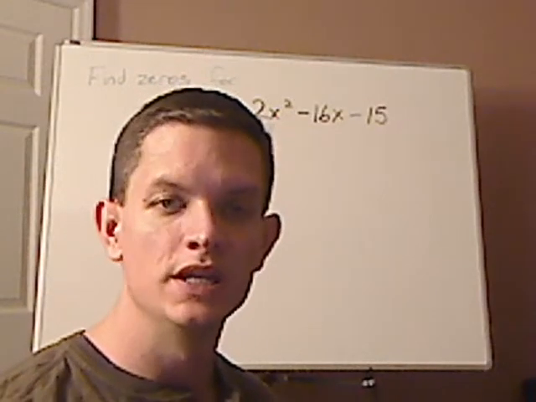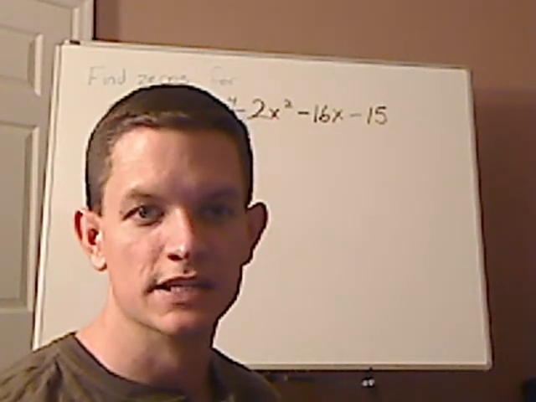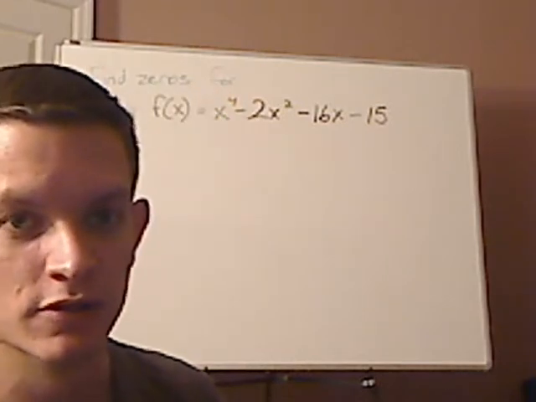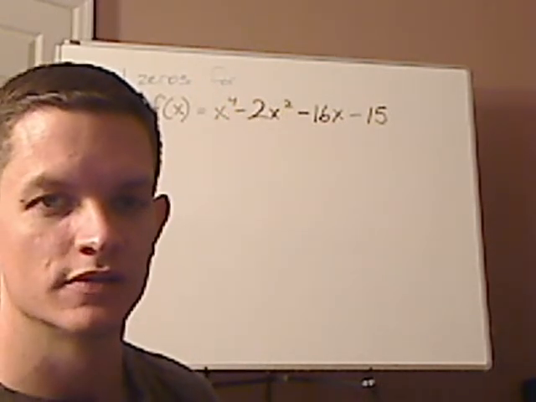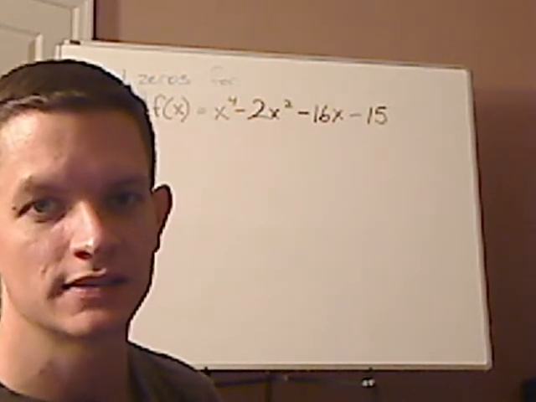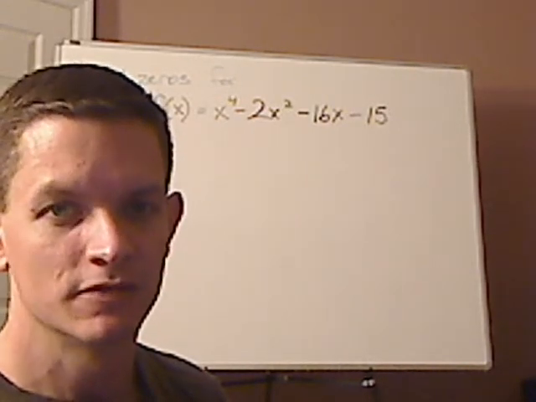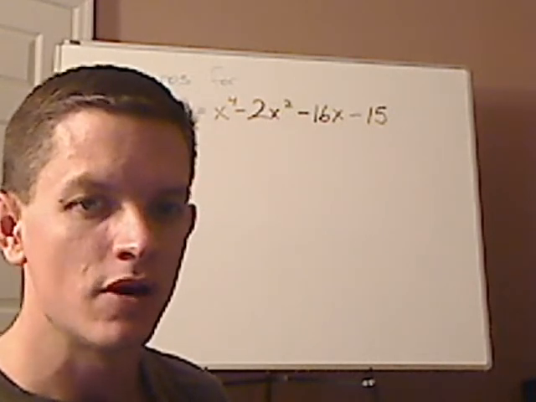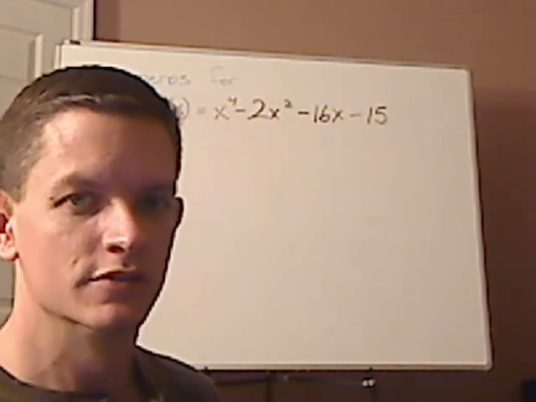Hi, I'm JD, and what we're going to be doing today is finding zeros for this polynomial. It is f of x equals x to the fourth minus 2x squared minus 16x minus 15. So if you would, pause the video and see if you can do this on your own.